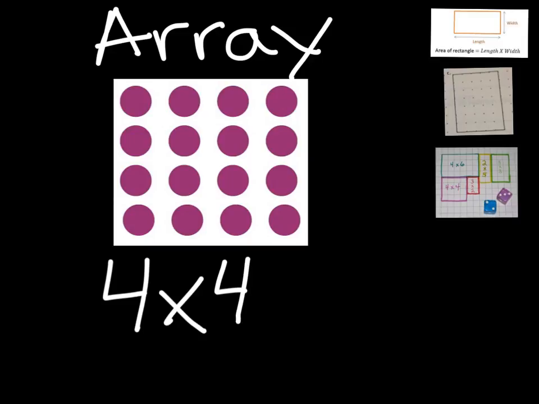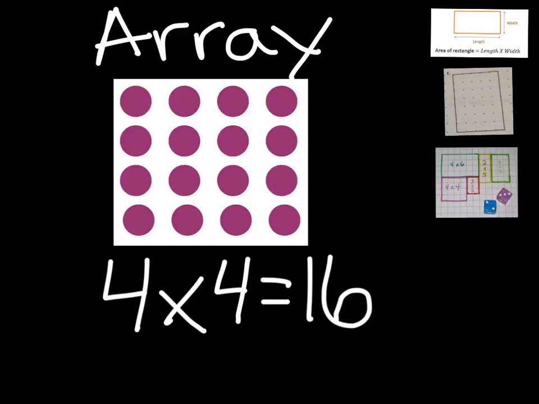The answer to this equation would be 16, and we know that because we can count 1, 2, 3, 4, 5, 6, 7, 8, 9, 10, 11, 12, 13, 14, 15, 16. And that's what an array does. It helps us to identify a multiplication equation, and it helps us to solve it.